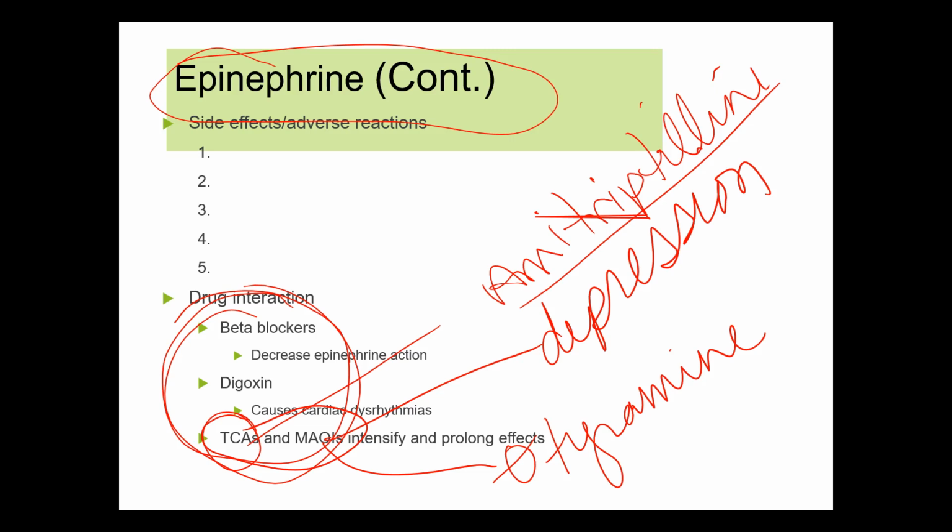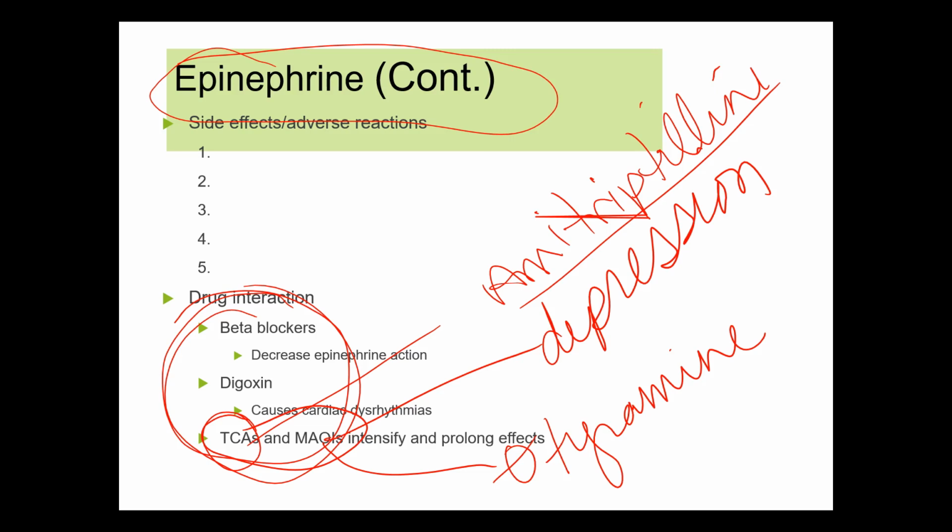So epinephrine continued. I would like you to look in your drug books and see if there's any more side effects or adverse reactions to it. Drug interactions: some beta blockers can decrease the action because beta blockers are actually decreasing the workload of your heart and slowing your heart rate down. So if you have both that on board and the epinephrine, it may counteract it, or you may need a little bit more epinephrine. Digoxin, because that also slows the heart rate down.